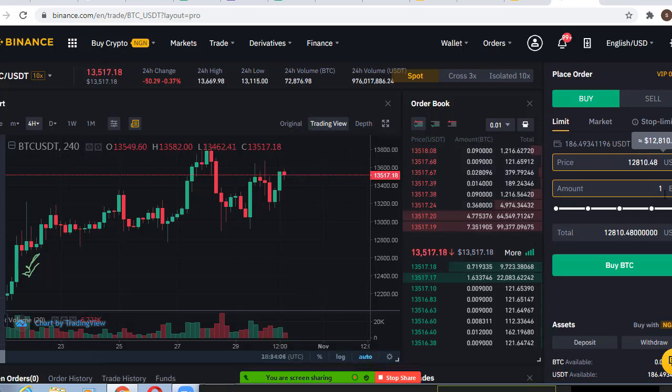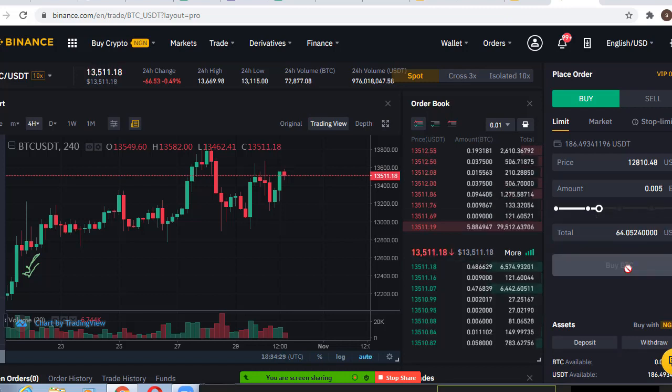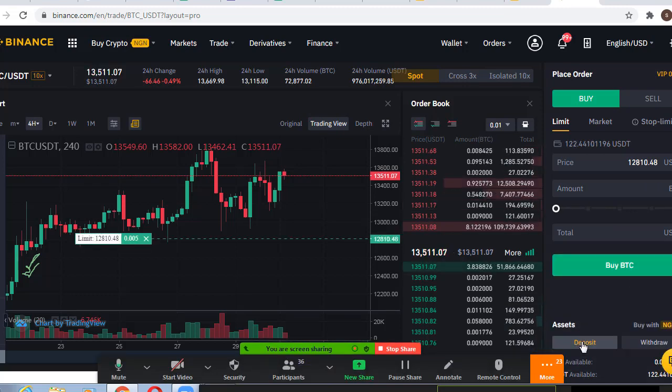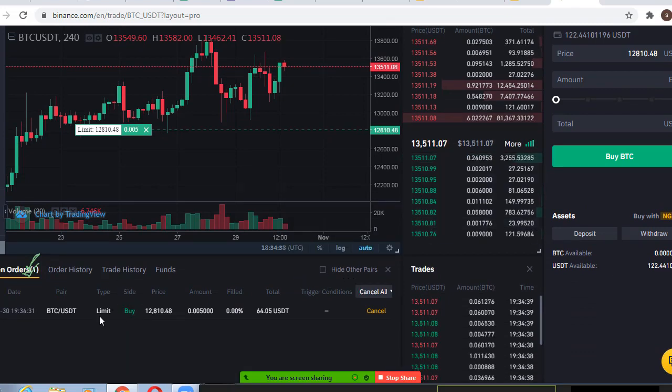Okay, so I will place the quantity of Bitcoin that I want to buy, 0.0005. Okay, this amounts to 6 USDT. Let me increase it a little bit. Okay, this is 46 USDT. So if I place buy now, you see, they say a limit order has been created. Now, if I go here, you will see the limit order here.